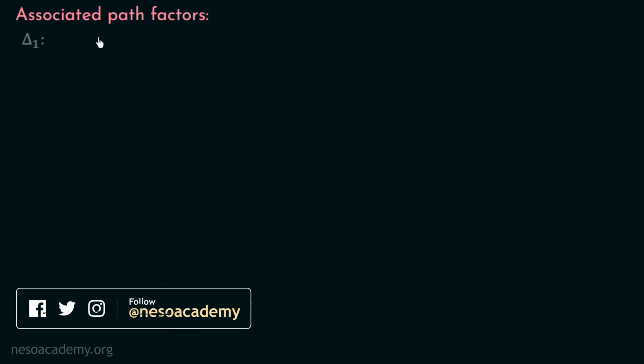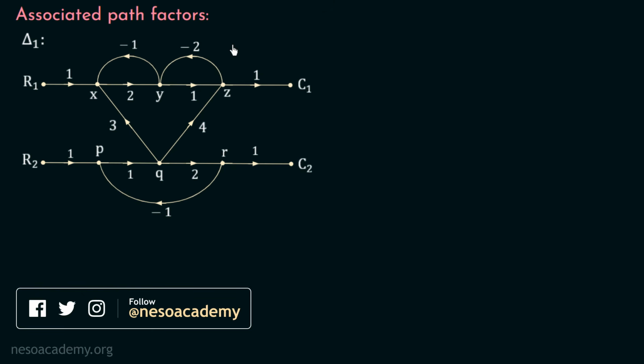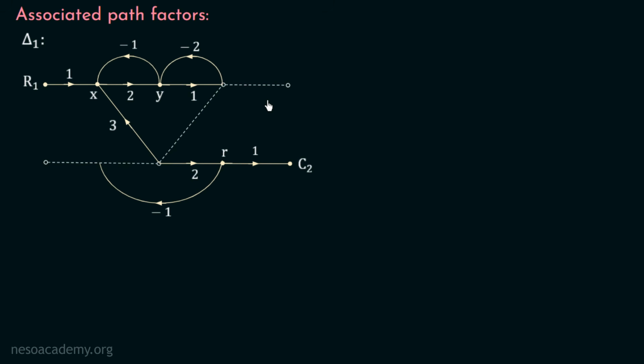So firstly we will calculate del 1, which is the associated path factor with respect to the first forward path. So let us consider the signal flow graph, and in this signal flow graph the first forward path was R2, P, Q, Z, C1. And we know that if we want to calculate the associated path factor with respect to this forward path, we need to erase this forward path. So if we erase this forward path, the signal flow graph will look like this.